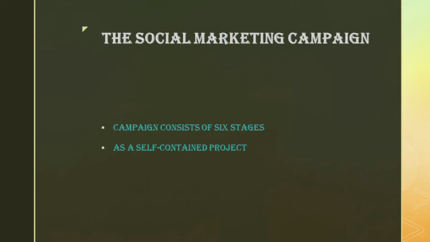A social marketing campaign consists of six stages: planning the approach, defining the program's messages and channels, developing and pre-testing program material, implementing the program, evaluating the program, and using feedback to refine the program. Each of these components of a health communication campaign can be viewed as a self-contained project of its own and is further defined.